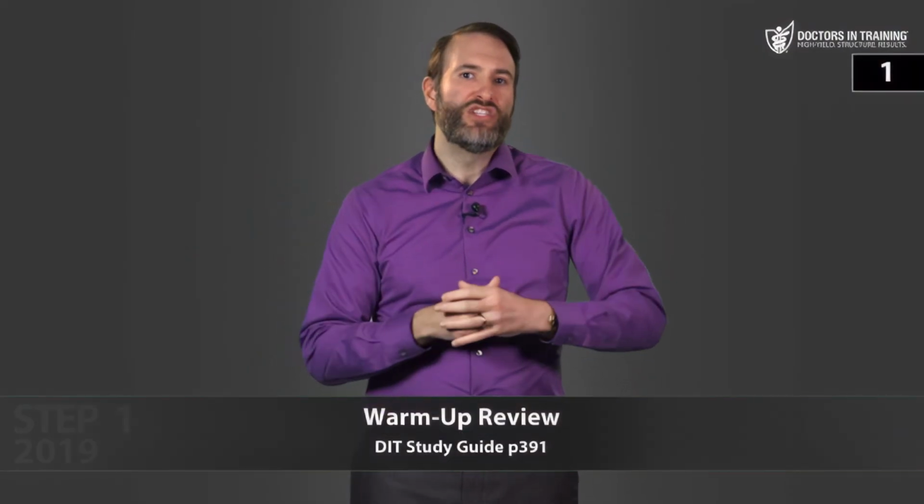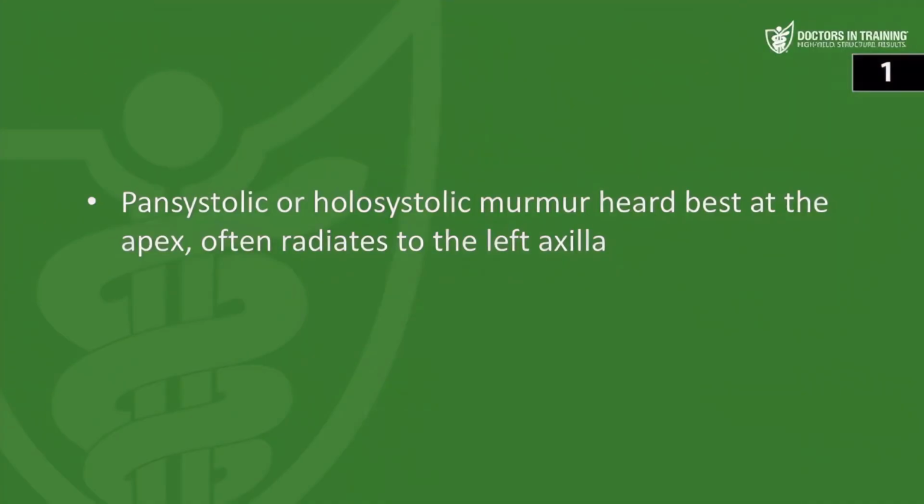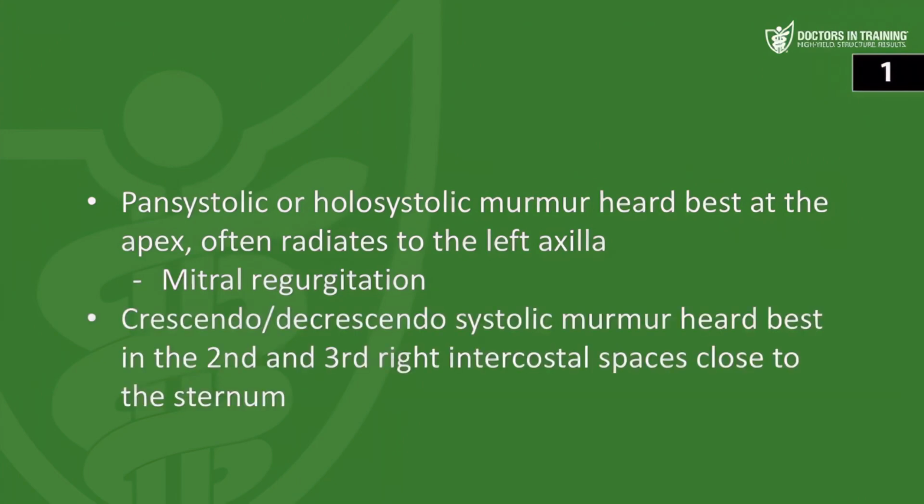Let's get going. First one here, which cardiac defect is suggested by each of the following types of murmur? So first one we have here is a pansystolic or holosystolic murmur, heard best at the apex and then often radiates to the left axilla. Think of mitral regurgitation. Crescendo, decrescendo systolic murmur, heard best in the second and third right intercostal space close to the sternum. Think of aortic stenosis.